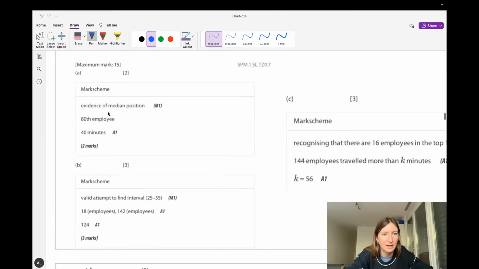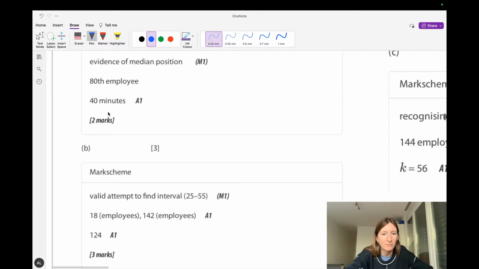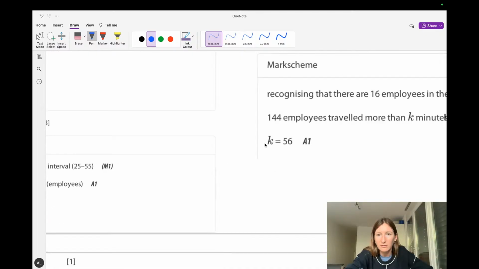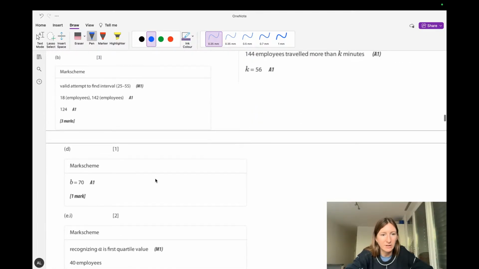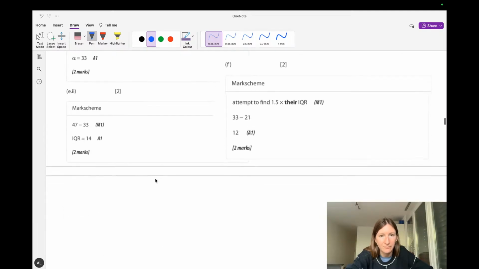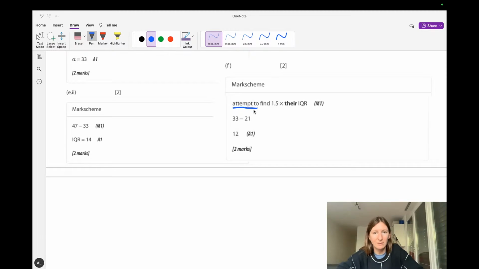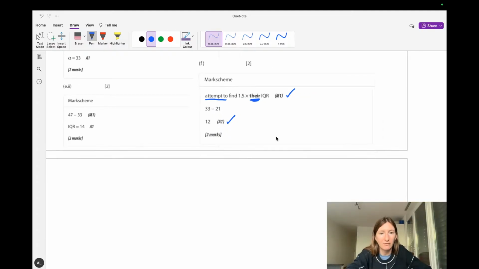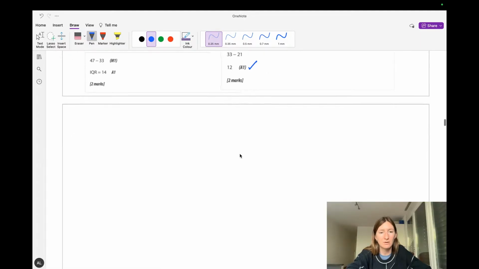So let's have a look at this. Yeah, there is nothing crazy going on in the mark scheme. It's very straightforward. You get marks for your method and your answer. See, attempt to find their IQR, that's super important. Whatever yours was, you get a mark. You get all the marks for that. You get a method mark, an A1 mark. Doesn't matter if your IQR was wrong in the next question. If you use it, that is your IQR, and you're not going to get penalized for not getting the right value if your method is correct.